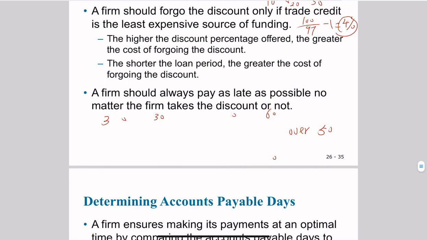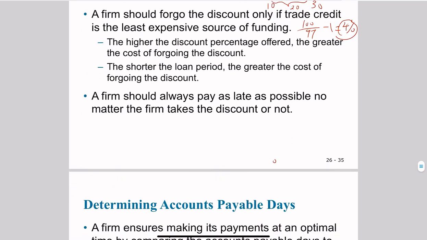And then the second important point of optimally managing your accounts payable is, as a firm, you should pay as late as possible, no matter whether you take the discount or not. So again, if it's 3, 10, 30, then if you want to take the discount, you should pay your supplier on day 10. And if you don't want to take the discount, then you will want to pay your supplier on day 30, right? This is very easy to understand.